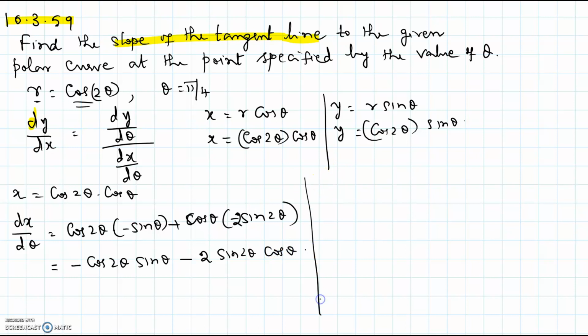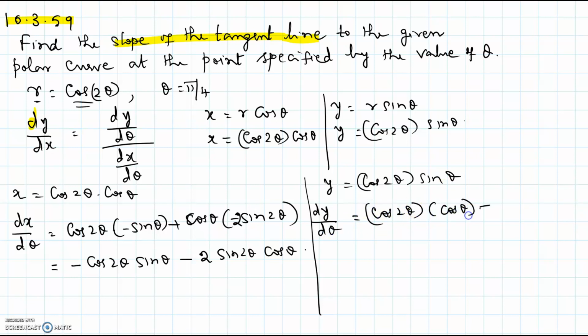Same way we will determine the derivative of y with respect to theta. y is cosine 2 theta times sine theta. Apply the product rule here. dy by d theta equal to u, which is cosine 2 theta, times the derivative of sine theta, which is cosine theta, plus sine theta times the derivative of cosine 2 theta, which is negative 2 sine of 2 theta. So we get cosine of 2 theta times cosine theta minus 2 sine theta sine of 2 theta.